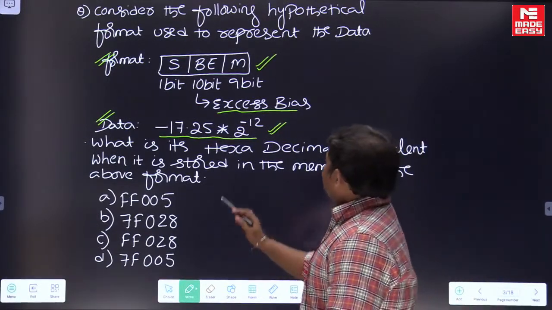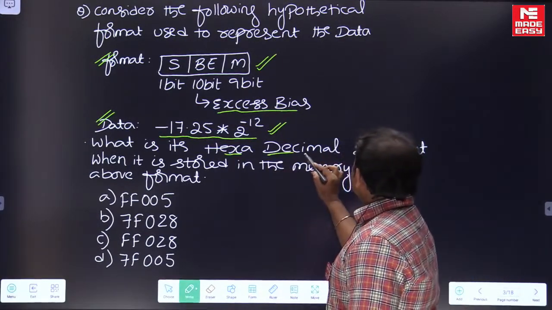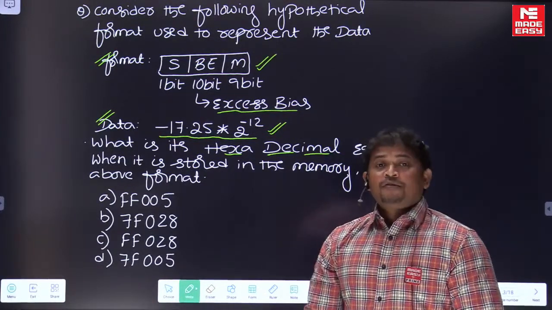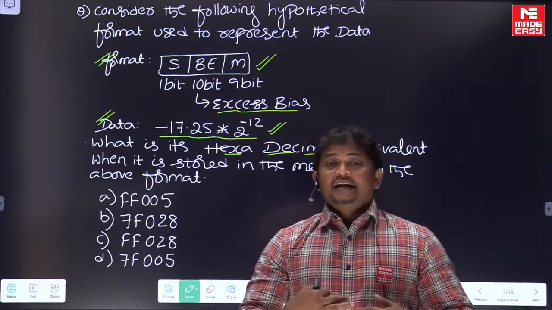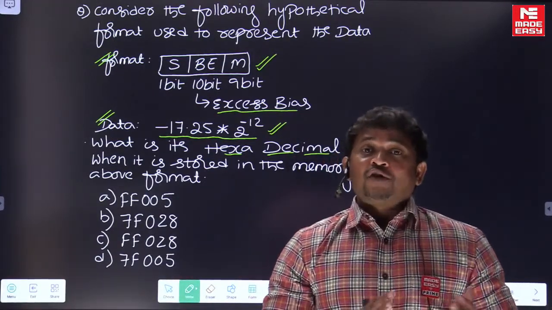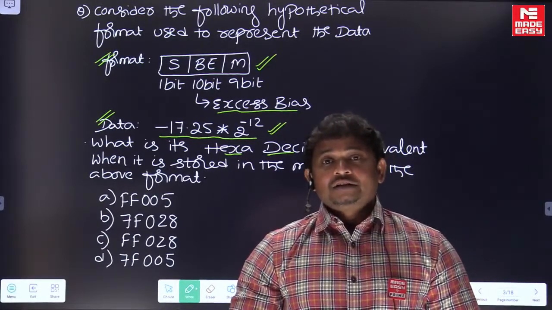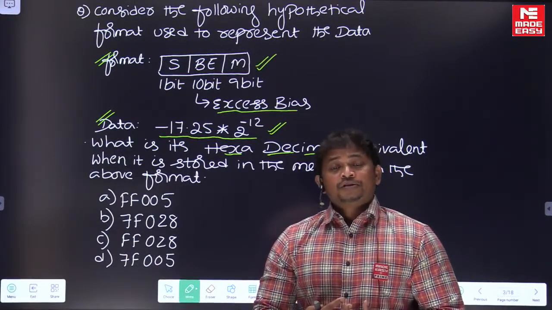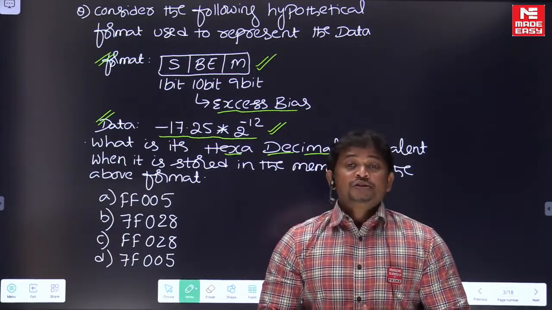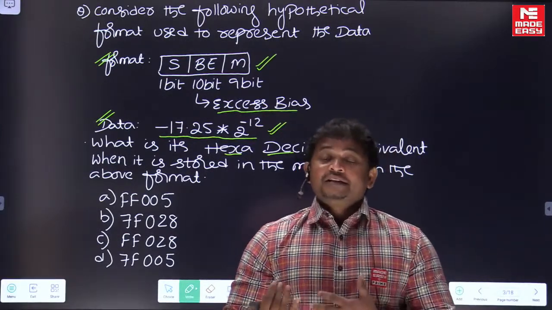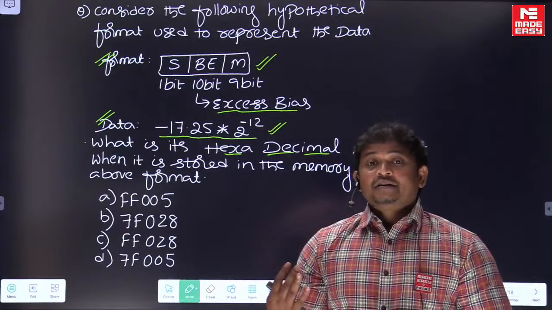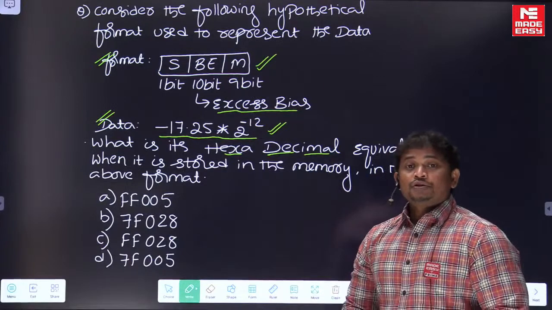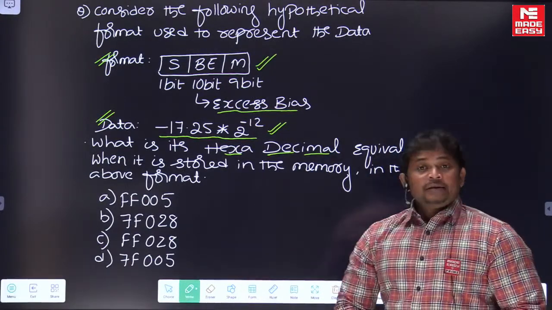All right. Then what is the hexadecimal equivalent when it is stored in the memory using the above format? So this is the data storage process. You already know the process of data storage into the memory using floating point format. Apply the same logic. Store the data, later group 4 bits and give the hexadecimal equivalent. Students, solve it. I am waiting for your answer.